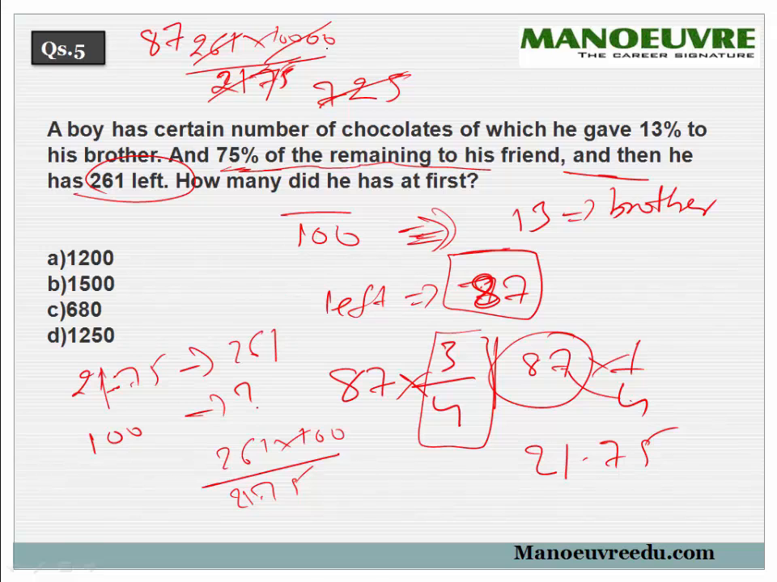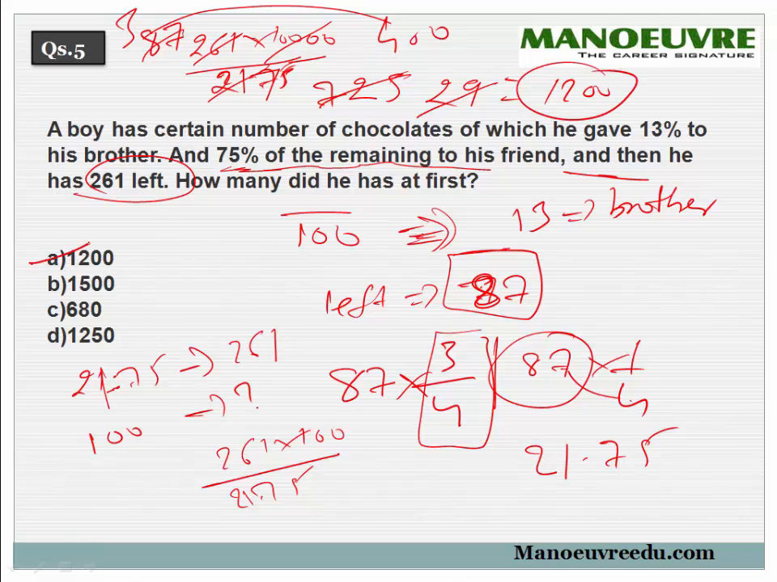This is 25. 25 4s are 100. This is left with 400. This is 25. 2 times is 50. Left with 29, 3 times 29 is 87. So 400 into 3 is nothing but 1200 is your answer. Bad calculation. Okay, so A is the option, guys. I hope the funda is clear.